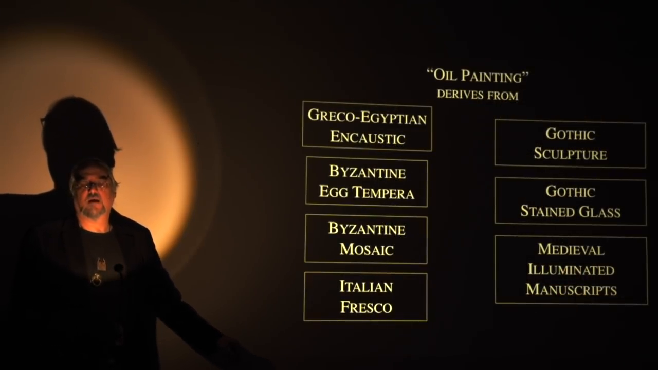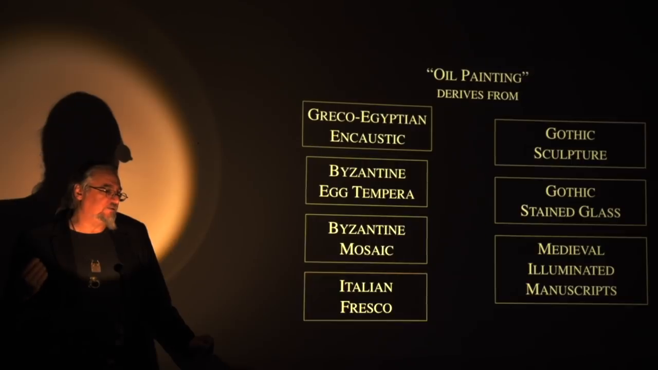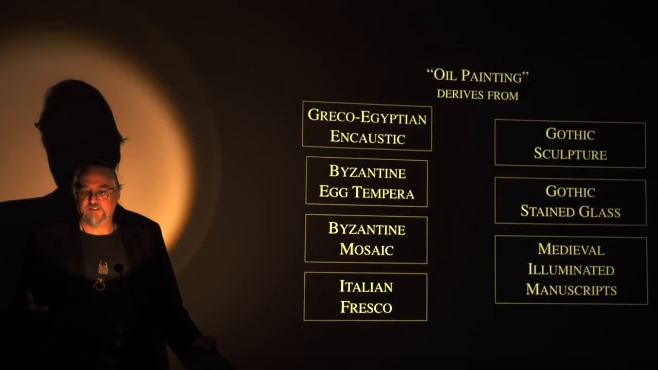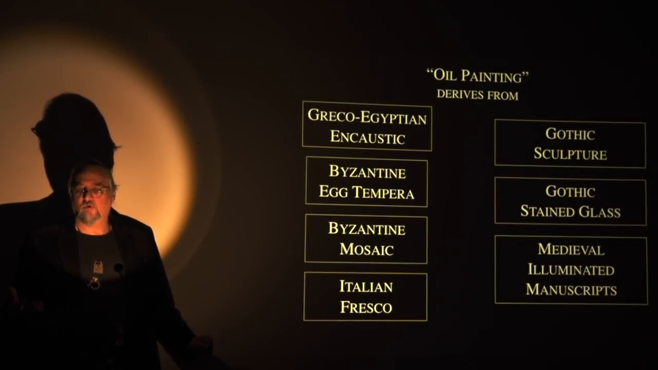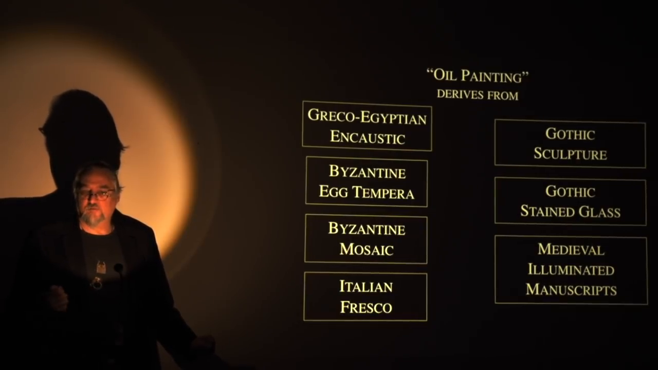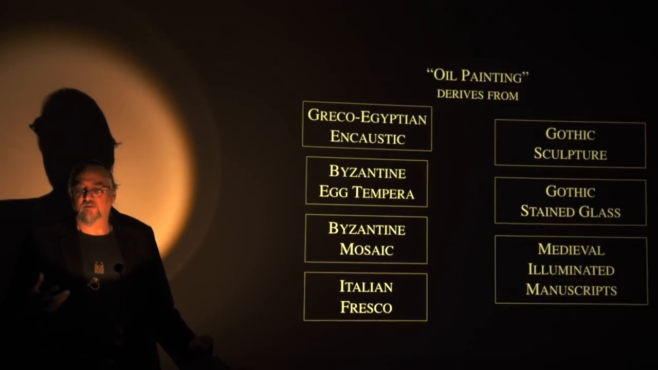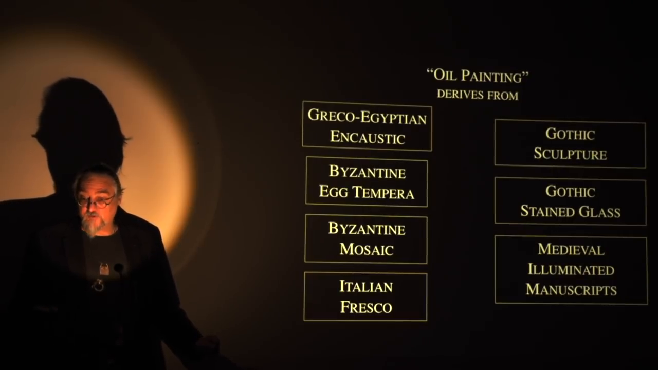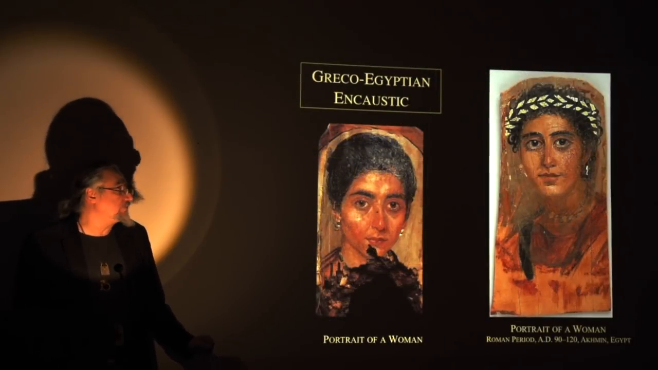Before I begin, I would like to bring to mind that oil painting has a long history, that we would never have had oil painting if it wasn't for what came before it, and humans' desire to combine pigments with different media in order to create works of art. And as you can see here, encaustic, egg tempera, mosaic, fresco, sculpture, stained glass, illuminated manuscripts, these all play a role in the eventual creation of oil painting.